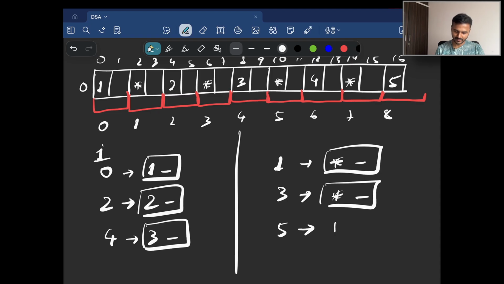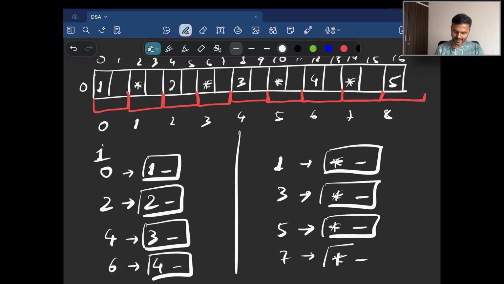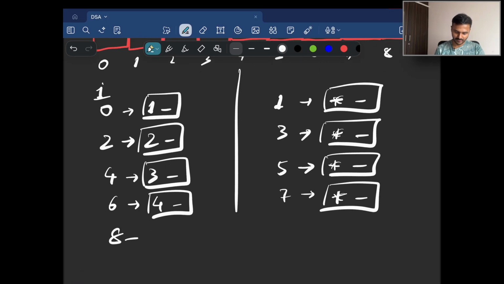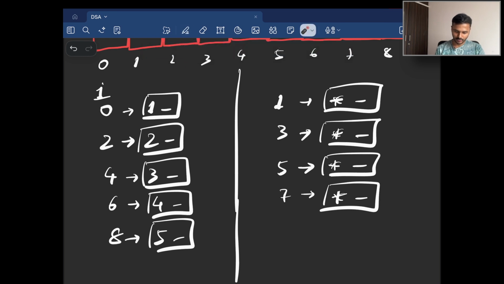J is 5, we're going to print asterisk space. For 6, we're going to print 4 space. For 7, asterisk space. And lastly, for 8, we're going to print 5 space, right? Now, if you take a look at this, that is the value of j that we will have and what we are going to print given any value of j, you'll notice something. And that is when j is an odd number, we're printing an asterisk and a space, right?